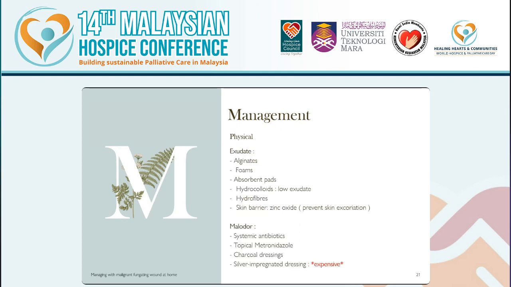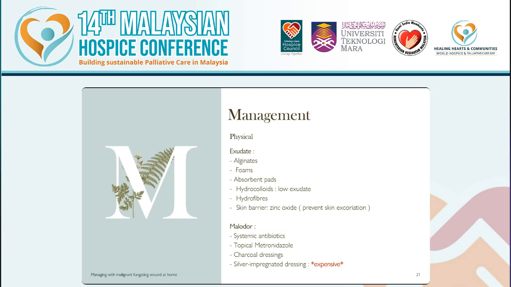There are many dressing materials that can be used to manage exudate: alginates, foam, hydrofiber dressing, and also absorbent pads, because they are very good absorbent dressings. If the patient has low or minimal exudate, you can also suggest using hydrocolloid like Duoderm patch. And if you notice the patient has more exudate, you also need to suggest to the family member to apply zinc oxide surrounding the area to prevent skin excoriation. Otherwise, it can cause pain over the excoriated area.